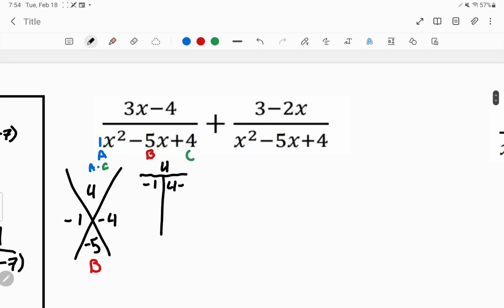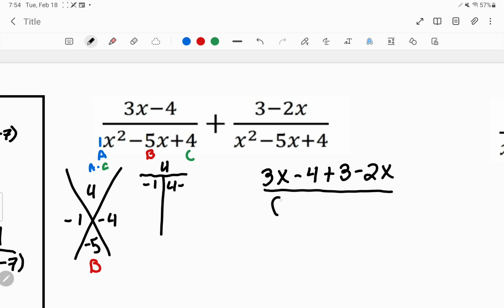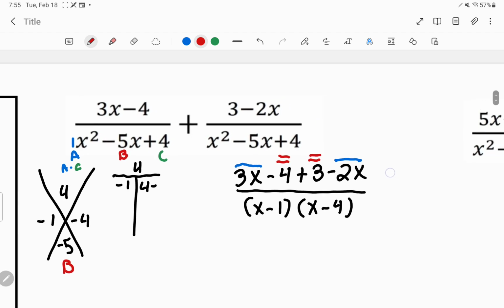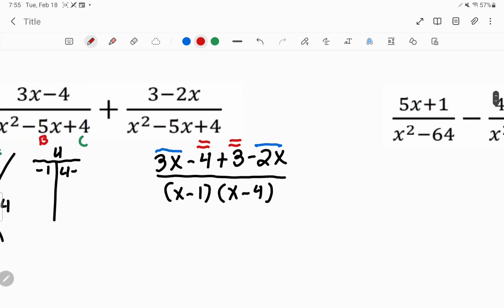So I'm already going to go pretty quick here. It's going to be 3x on the top minus 4 plus 3 minus 2x. On the bottom, I'm just going to put my two factors, which is going to be x, and then the sign, and then the number. Then x, the sign, and then the number. Boom. Easy. We combine like terms, which I look at this guy. It's going to combine with this. And then this guy is going to combine with that one. So we have everything that we need.